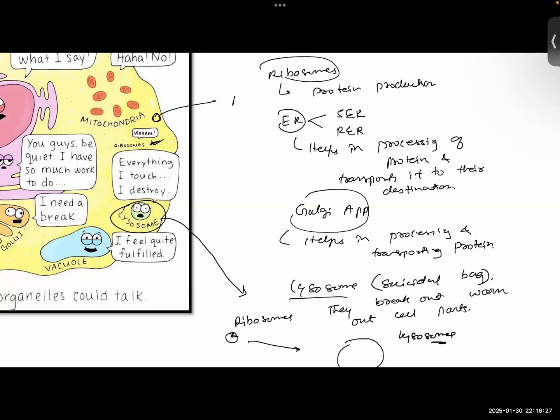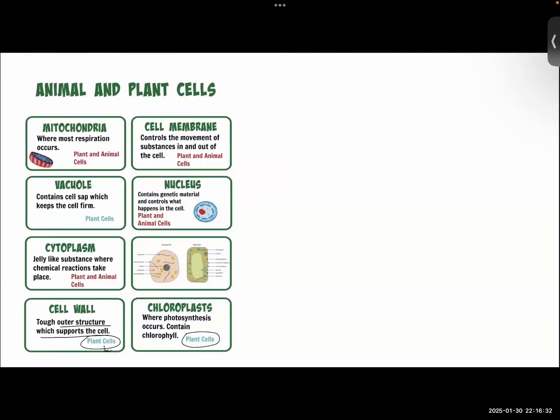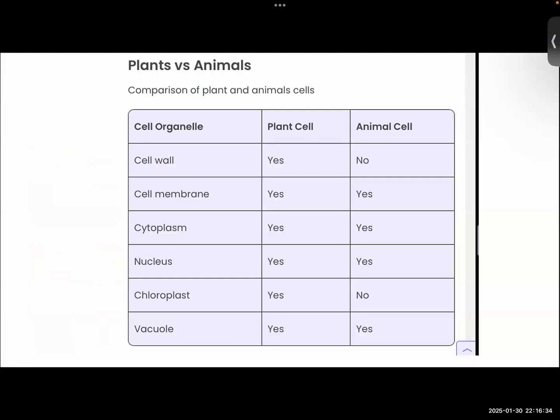Okay. So that was all about this. Now we have one more topic, that is how plant and animal cells are different from one another. One very obvious difference we discussed in the beginning is that plant cells have cell walls while animal cells do not. Cell membranes, cytoplasm and nucleus are found in both of them.